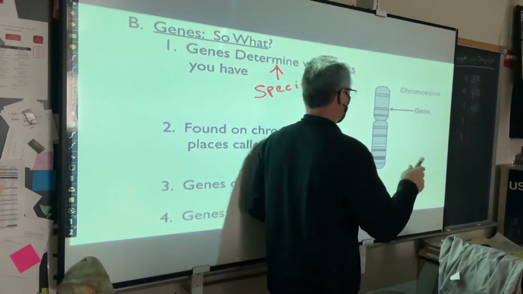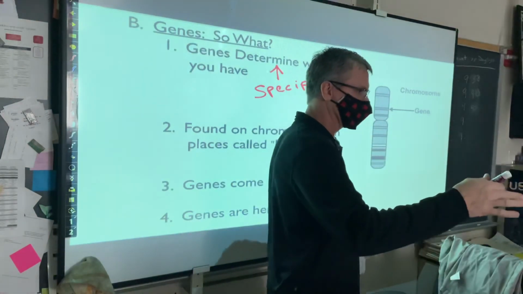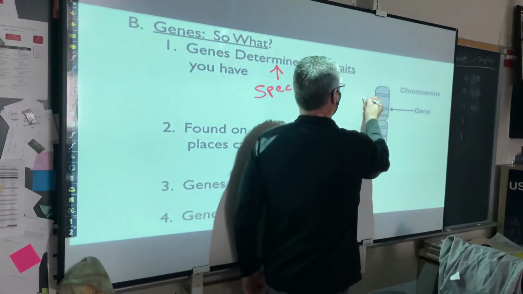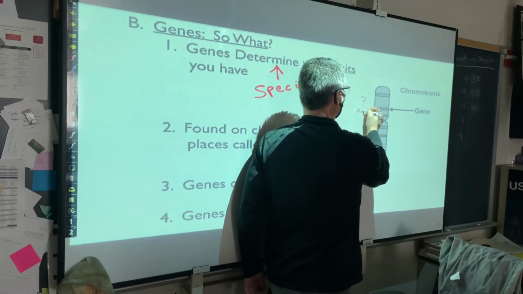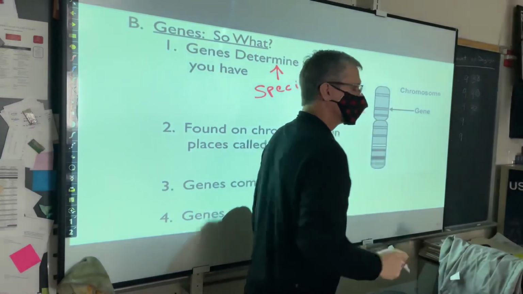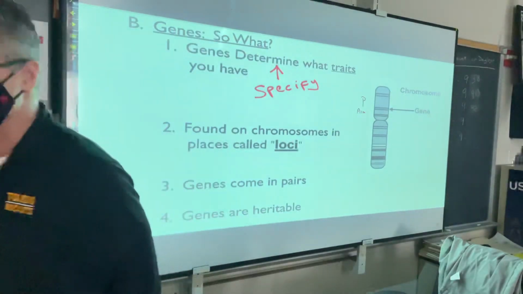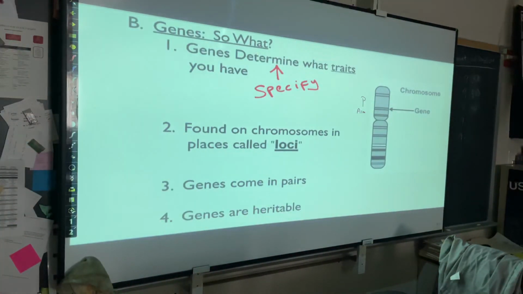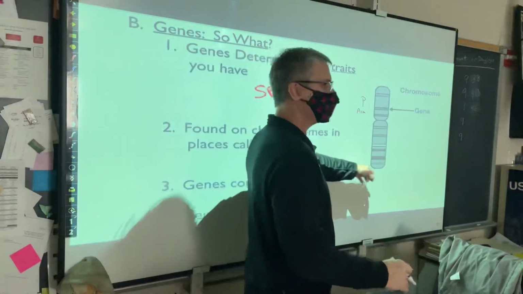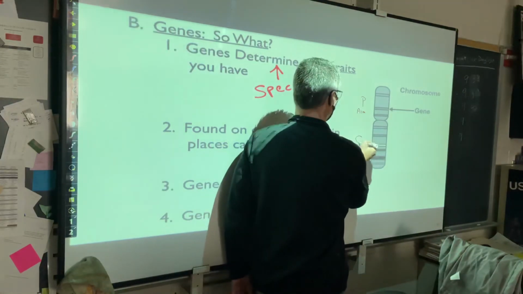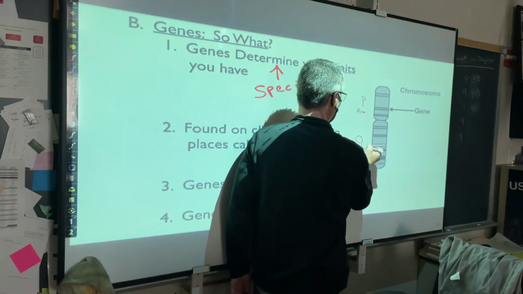Now, this is a little advanced. Okay? This is called the P arm up here. P arm. P stands for petite. When I say petite, you think small. Because the top P arm is usually smaller than this arm. This arm is called the Q arm.